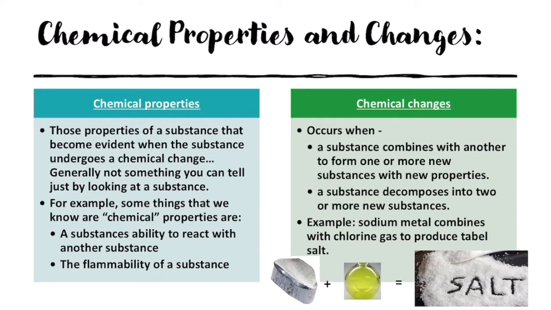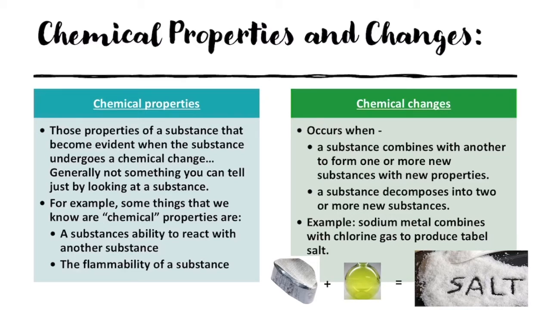Or it could occur when a substance decomposes into two or more new substances. The key here is that we're starting with substances that have their own identity, their own chemical and physical property makeups, and they are changing and becoming something else that has a different set of chemical and physical properties that are unique to that new substance.